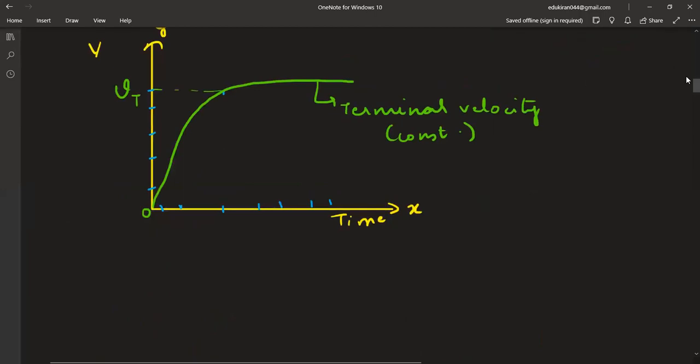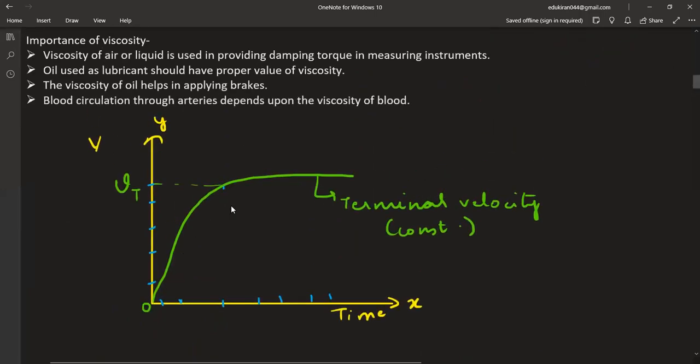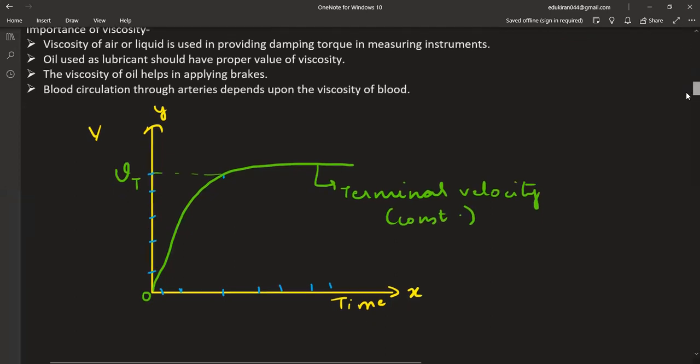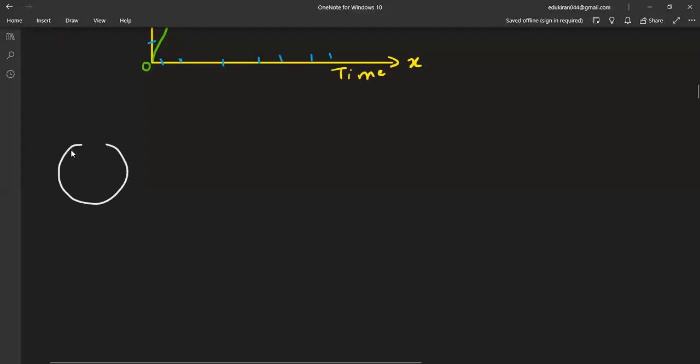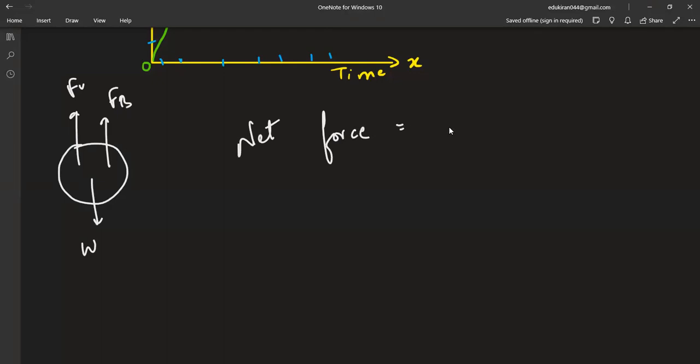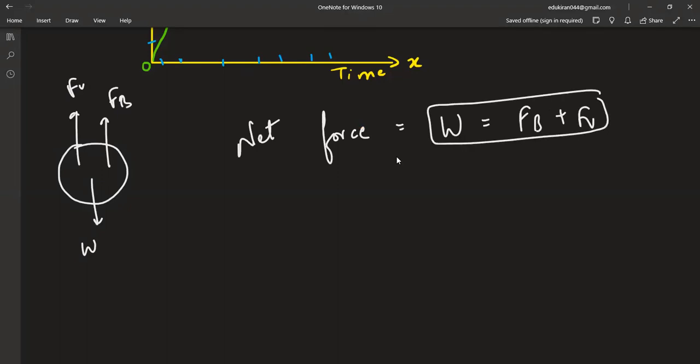So this is how the graph will look. Initially increasing, then a maximum saturation point is reached, which we call the terminal velocity. Why is the terminal velocity achieved? The reason I gave you was, if the body is moving downwards, there is weight, viscous force is already acting, but when we're talking about fluids, we know buoyant force is also acting. So basically, in your system, the weight will be balanced by the buoyant force plus the viscous force.